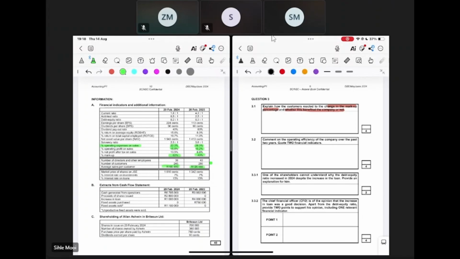The net profit after tax on sales went from 8.8% to 13.5%. This is another good thing, and it is also a financial indicator you can use for commenting on the operating efficiency of the company. So those three, you could have used them. Don't use markup. Any questions there?